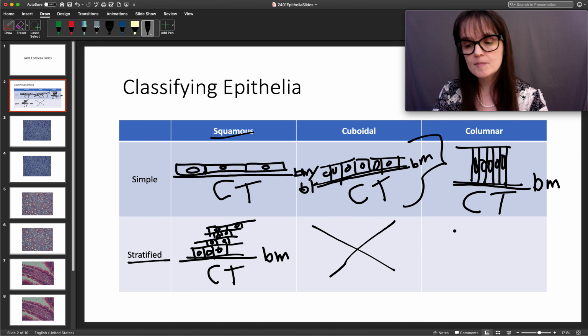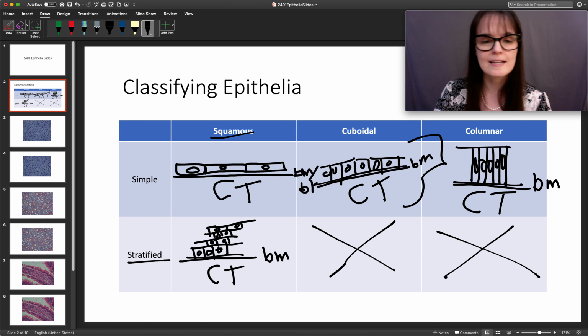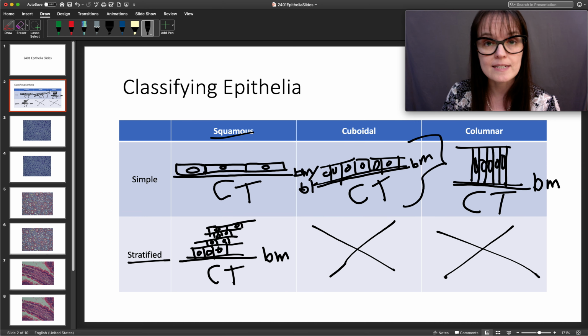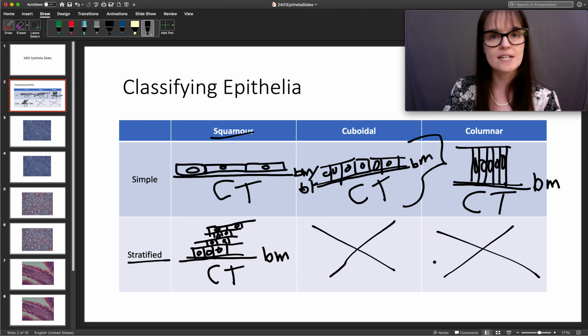Stratified columnar epithelium is not on this lab test. If you put stratified columnar on the lab test, it is wrong. Now we will learn these in lecture for, again, lecture test 2.